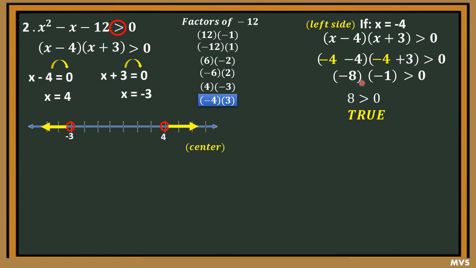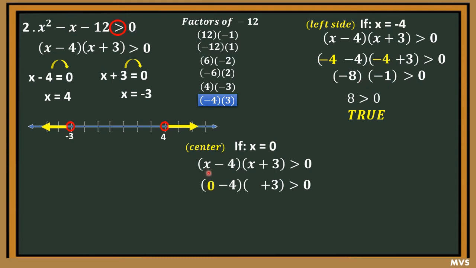Let's go to the center. I'll choose 0. Factor form by substitution. Your x is 0. Just copy -4. x is 0. Copy +3. Copy greater than 0. Simplify it. 0 minus 4. That is -4. 0 plus 3. That is 3. Just copy greater than 0. Multiply the 2. That is -12. Is -12 greater than 0? No, that is false. It means that the center is not included in the solution set.